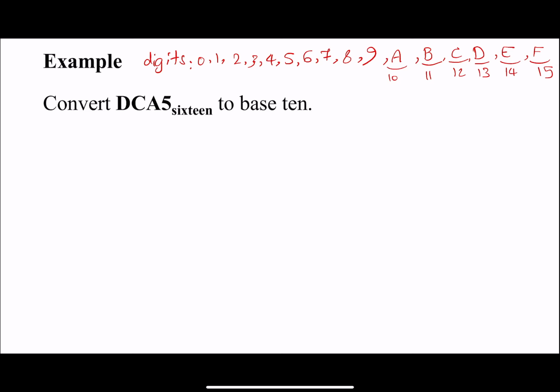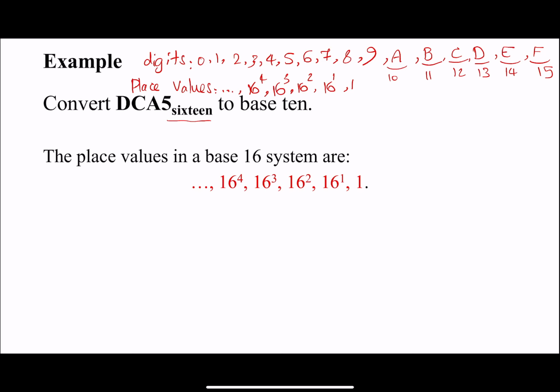We want to convert it to base 10. First of all, I write down the place values. You're working in base 16, so the place values are powers of 16: 1, 16 to the 1, 16 squared, 16 to the third power, 16 to the 4, and so on. We write down the place value of each digit from right to left, and we multiply each digit by its place value.